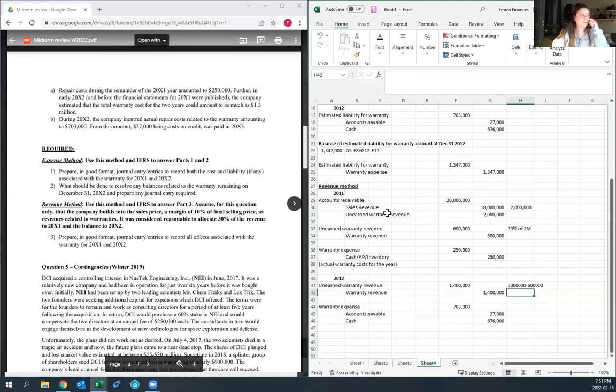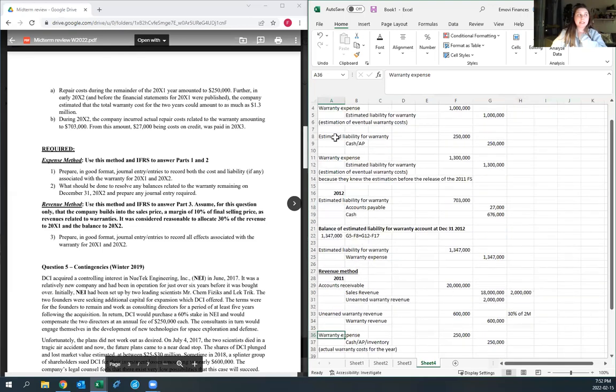Under the revenue method, your warranty is sold apart from the good. You can buy it separately. So you want to record a revenue for that warranty. You're normally going to put it down as unearned warranty revenue because the actual cost of warranty hasn't happened yet. When you incur warranty costs, you're going to recognize some of your warranty revenue. And you're also going to recognize a warranty expense for the actual warranty costs for the year. There shouldn't be any balances at the end of the program, because you're not using the estimated liability.